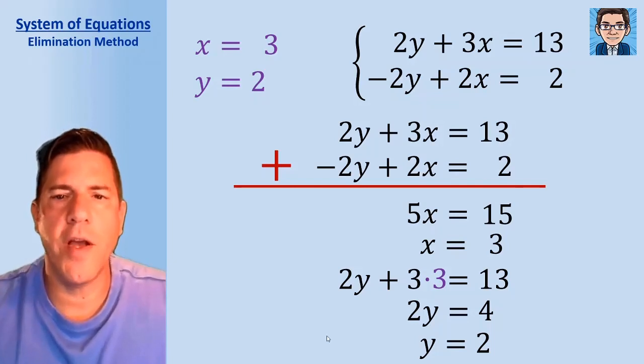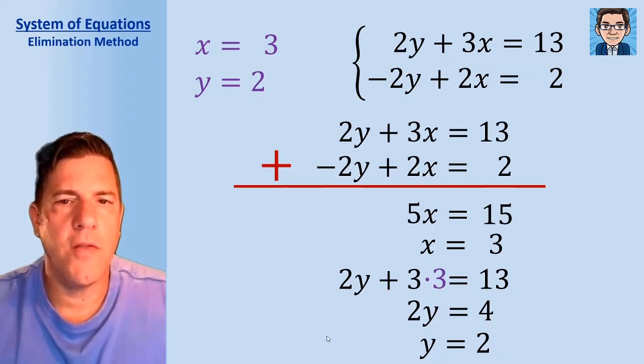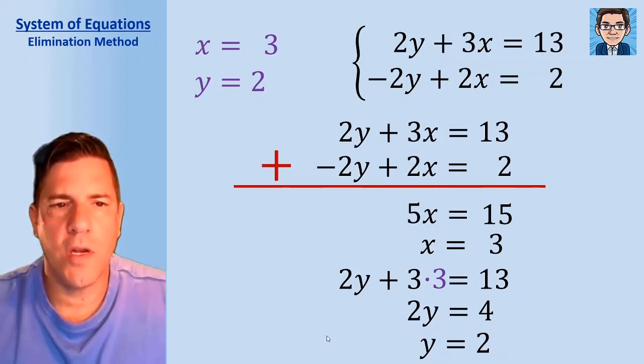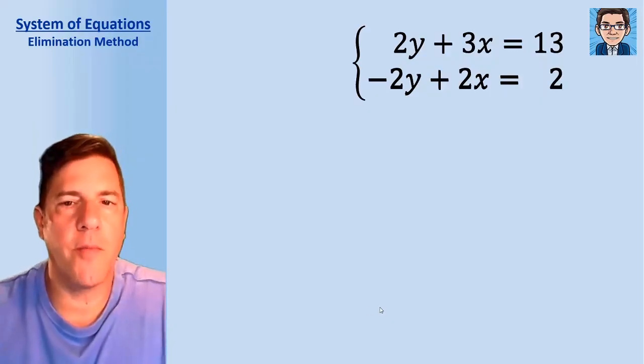Hi, so a system of equations is when we have two or more equations that are working together, and we're trying to find the values that make all of those equations true at the same time. There's a number of ways to do system of equations. This video is going to cover the elimination method. So let's take a look at solving by elimination.